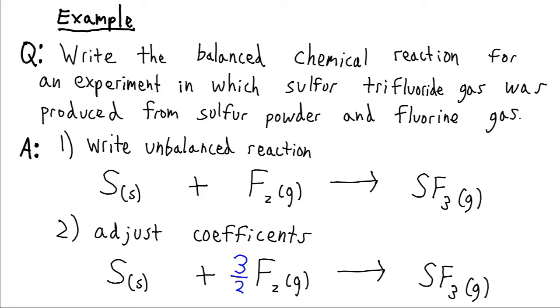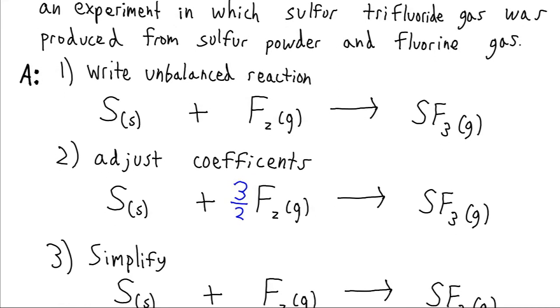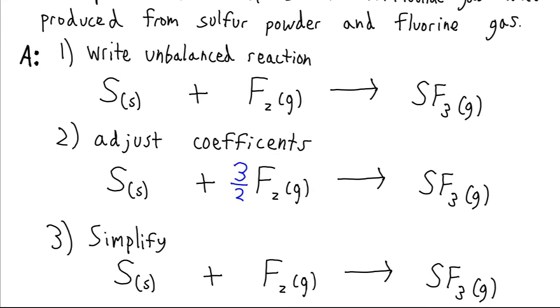Now, unfortunately, we can't physically do this. We can't actually take our fluorine molecule and chop it in half so that we only have an extra half fluorine. What we're going to need to do instead is double all of these quantities. So as part of our simplification step, we get rid of any fractional or decimal numbers. Could have also written this as 1.5 here.